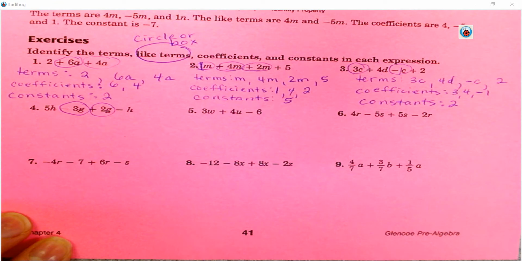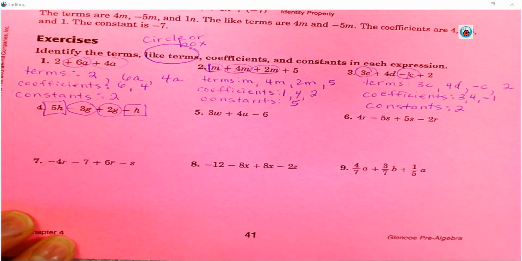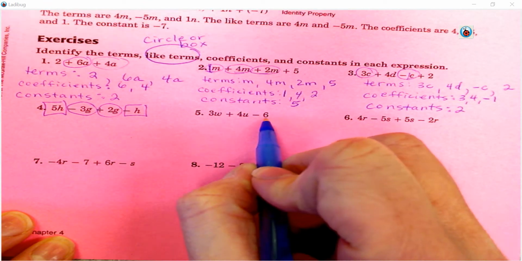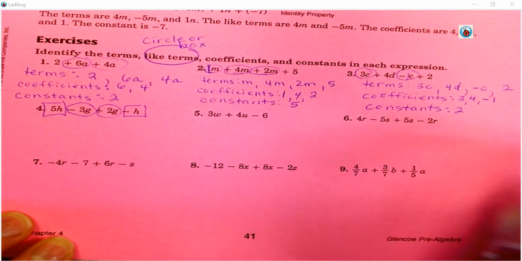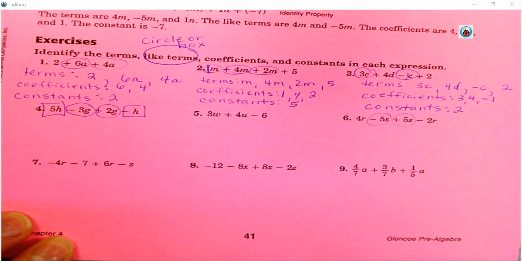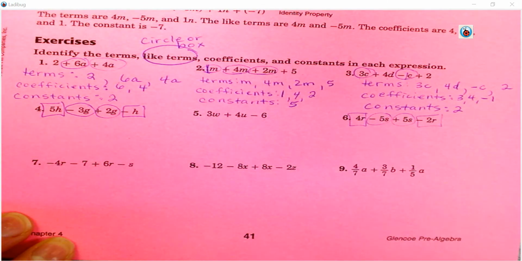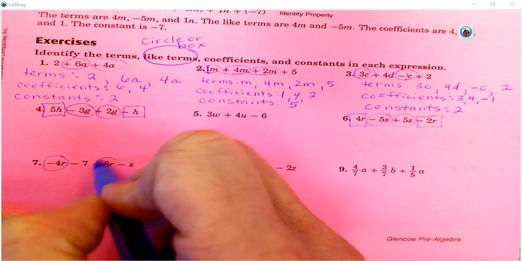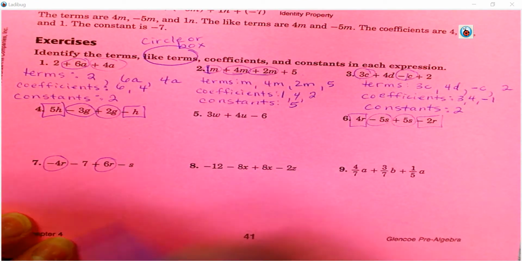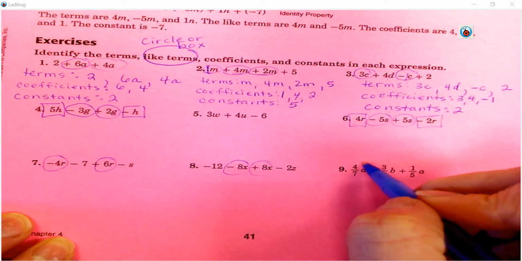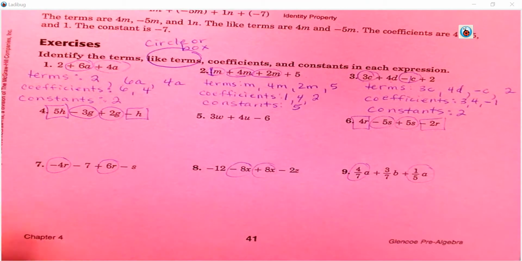Terms that have g's, those are like terms. And I'm going to box these in to show they're different. The ones with h's are like terms. W, U, and a constant, none of those are like terms. Terms that have s's go together, they're like terms, and the terms that have r's are like terms. So we can see they're different. This term has an r, and so does this one. This term has an x, and so does that one. And this term has an a, and so does that one.